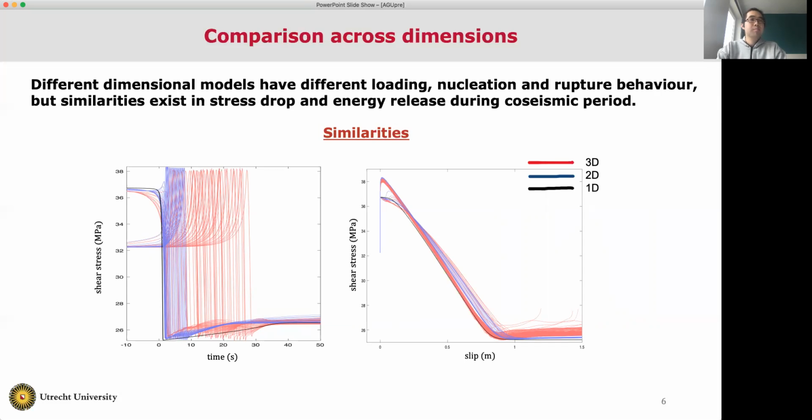So although at these different points, their stress starts to increase and decrease earlier or later at different times, their stress drop is almost the same. And also on the right, there's the shear stress as a function of slip. So the area below this curve is the fracture energy release. So you can see that since they overlap quite well with each other, that means the rupture energy release is also quite similar between these three models.